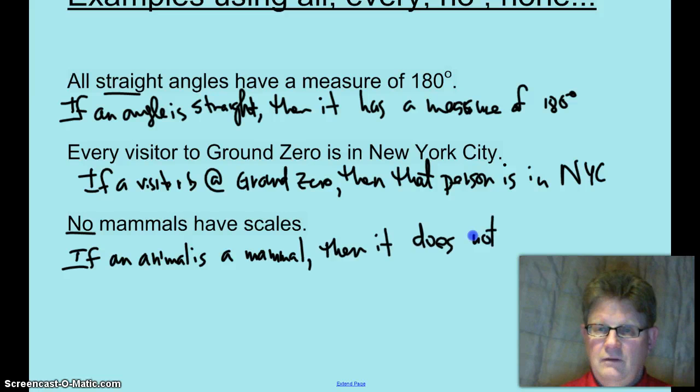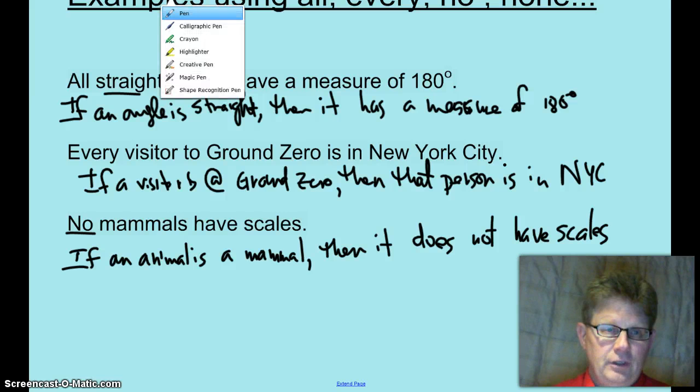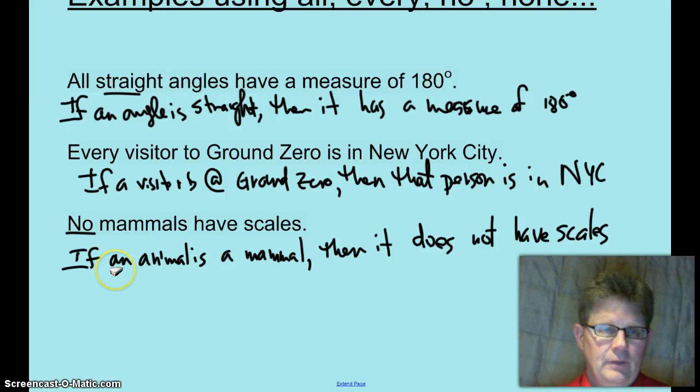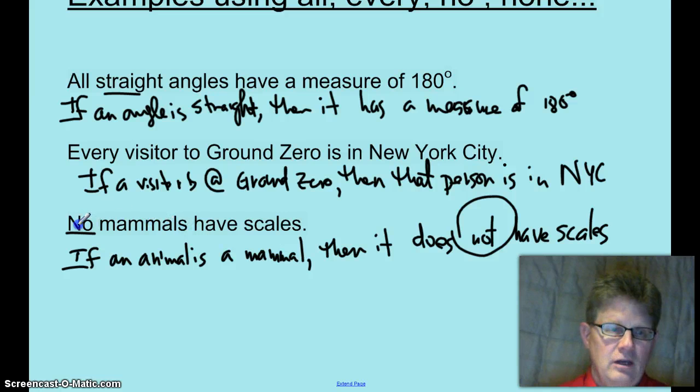does not have scales. So this no is actually going to be negated, or you're going to use that negative part in the conclusion. That's where that no will end up going, in the conclusion part.